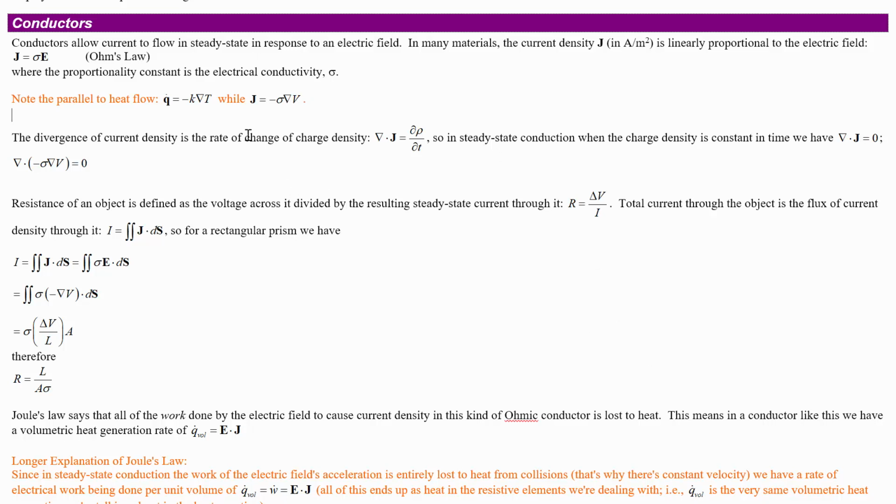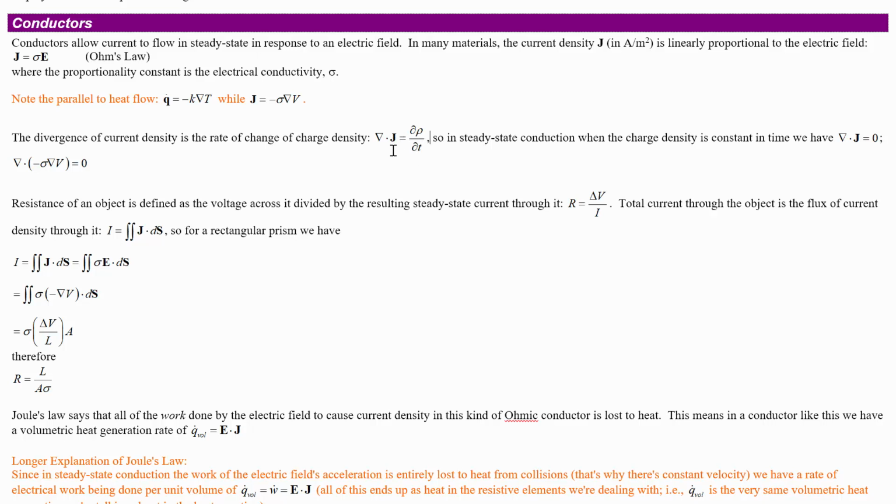Now with heat flow, that heat flux density was leading to changes in internal energy that then led to changes in temperature through heat capacity. For electrical current flow, something similar is going on, and rather than energy conservation, we'll use charge conservation to say that the divergence of the current density has to be the rate of change of the charge density. So think about this for a moment.